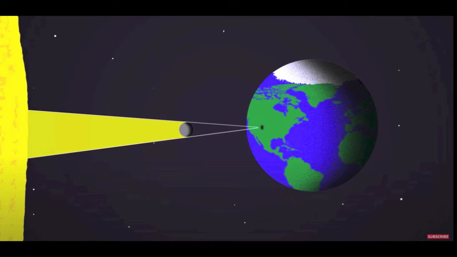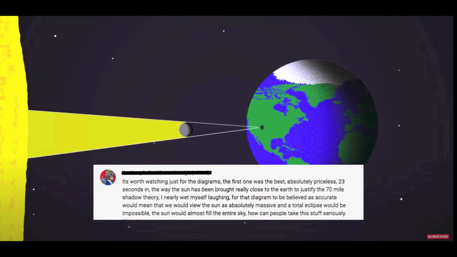One commenter on the video said, "It's worth watching just for the diagrams. The first one was the best. Absolutely priceless. 23 seconds in, the way the sun has been brought really close to the Earth to justify the 70-mile shadow theory, I nearly wet myself laughing. For that diagram to be believed as accurate would mean that we would view the sun as absolutely massive and a total eclipse would be impossible. The sun would almost fill the entire sky. How can people take this stuff seriously?"